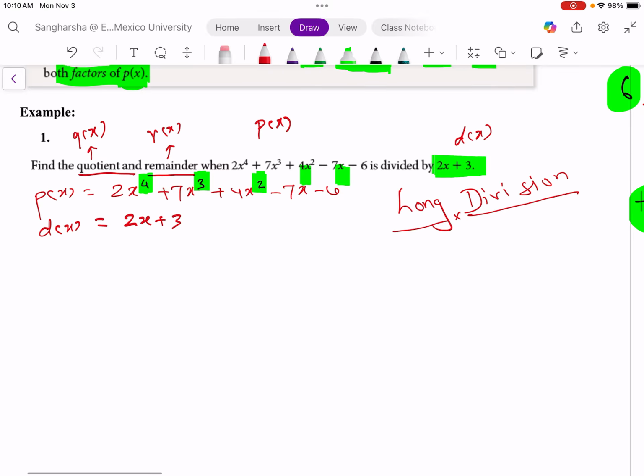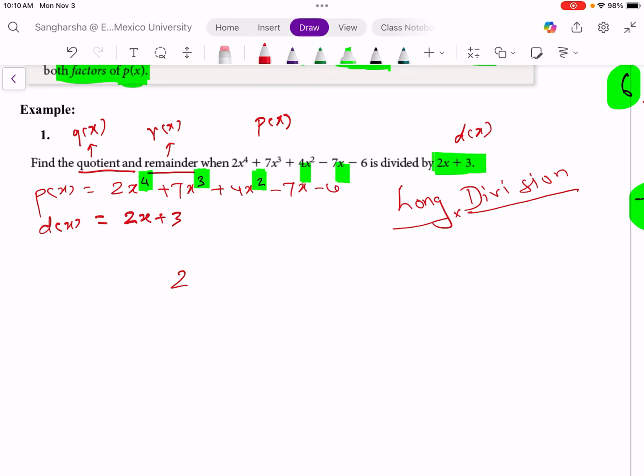Now let's divide that polynomial. Let me write it down: 2x to the power 4 plus 7x cubed plus 4x squared minus 7x minus 6, and we are dividing this polynomial by our divisor 2x plus 3. The divisor also has to be in the descending order of exponent of the variable. This variable has exponent 1, this constant has 0, so 1, 0 is in the descending order. Make sure to have the divisor in the descending order as well. And we are using long division for this example.